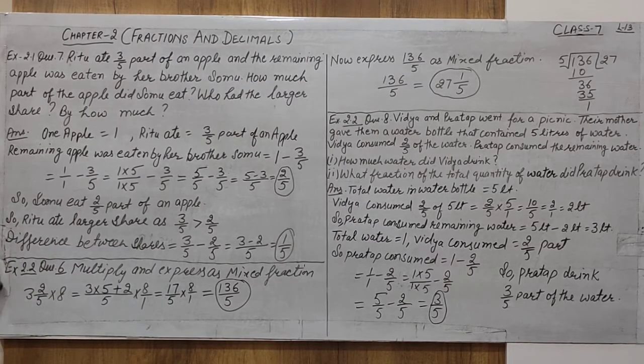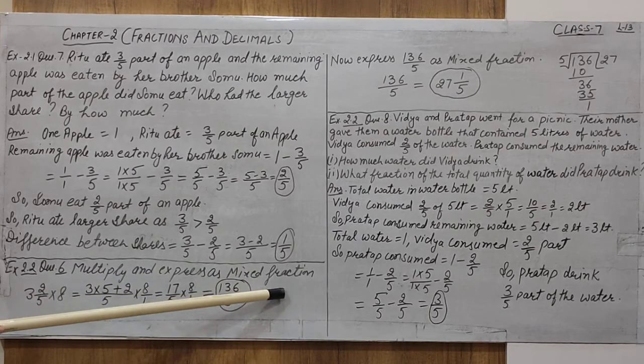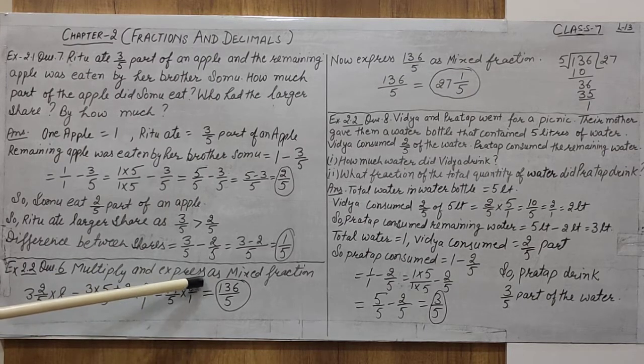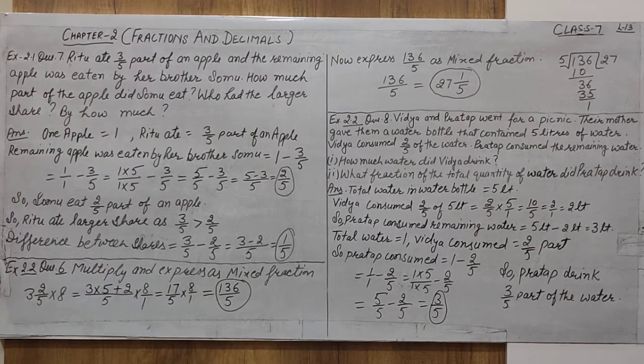Now, the second question I have selected for you. Exercise 2.2, question number 6. Multiply and express as a mixed fraction. So what is the process? First of all, you have to multiply the given terms. Then the result is expressed as a mixed fraction.